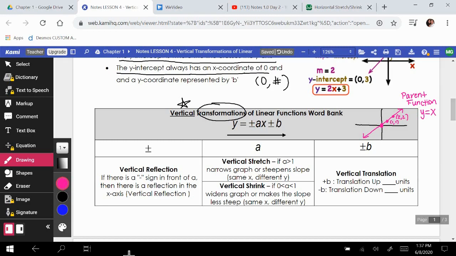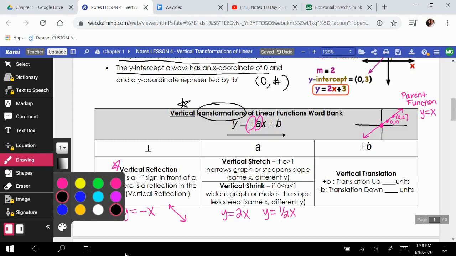If we notice that there's been a vertical reflection, you're going to see a negative sign in front of x. So something like y equals negative x would indicate a reflection. In that case, the line would be decreasing from left to right. If there's an a in front of x, like y equals 2x or y equals 1/2 x, that could indicate either a vertical stretch or a vertical shrink. And it's pretty obvious which one is which.